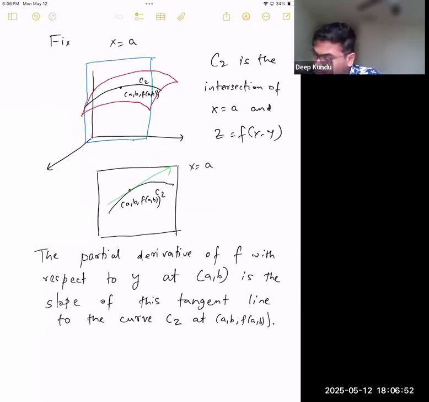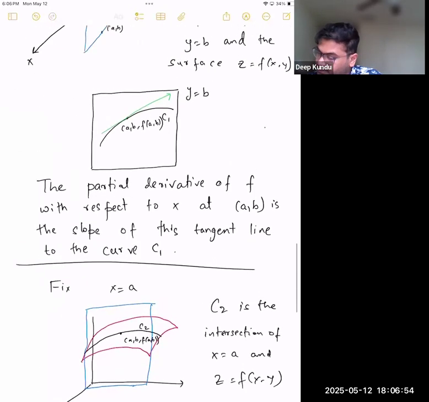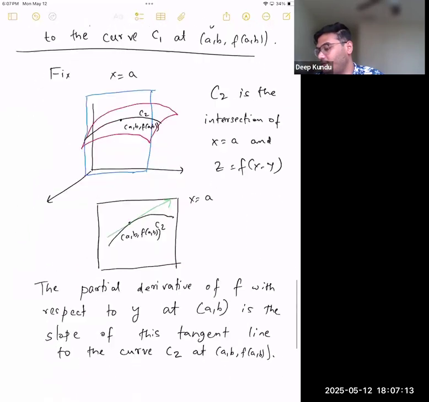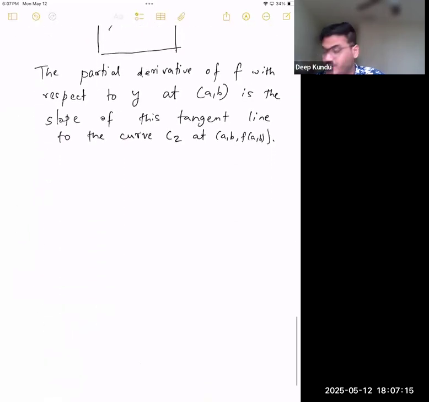Right? So similarly, in the previous case, the partial derivative of f with respect to x at (a, b) is the slope of this tangent line to the curve C1 at the point (a, b, f of (a, b)), right? So that is the geometrical significance of our partial derivatives. Now, let's see how we can compute partial derivatives.